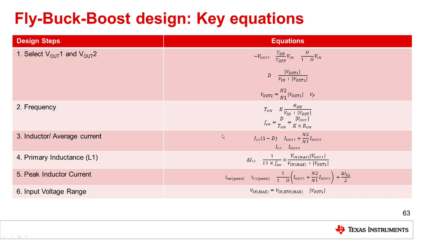Here we have the design equations for the Flybuck boost. Essentially, again, you select your Vout1 and Vout2 on your primary and secondary. Select your frequency; since this is constant on-time, the frequency will change somewhat with Vin perhaps, and duty cycle. Check your inductor currents, calculate your primary inductance, check your peak inductor current, and double check your input voltage range.